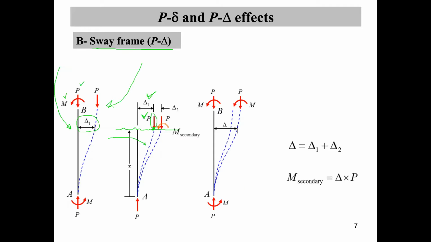The couple will cause additional lateral displacement or deflection along column depth. The relative lateral deflection or sway will increase to delta 2 when the structure reaches equilibrium in the final displaced position. The total displacement delta will be delta 1 plus delta 2. The corresponding moment, or the secondary moment, will be delta times P.